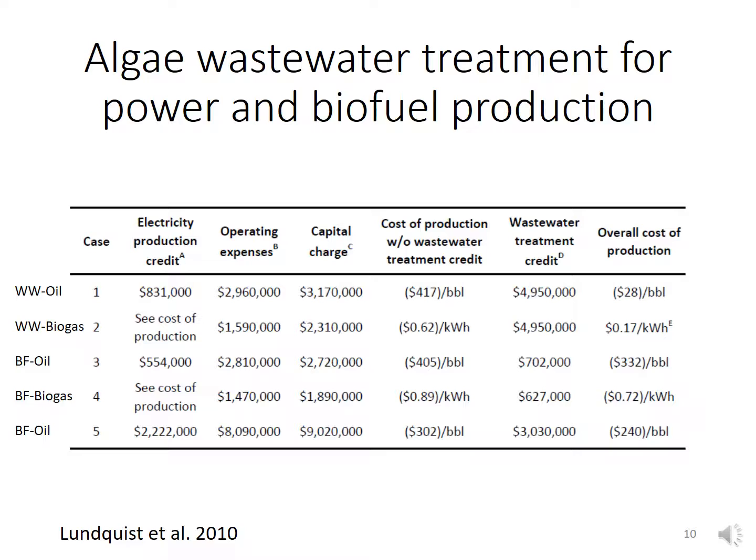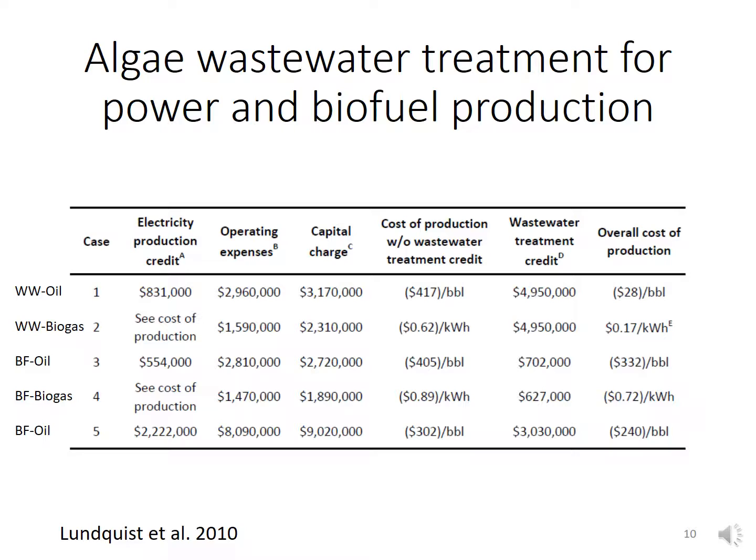The biofuel production scenarios tend to have a higher cost than the biogas production scenarios, but we do produce a higher value product. However, when you look at the column of cost production without wastewater treatment credit, you can see that none of these scenarios make a profit. All these numbers are negative.